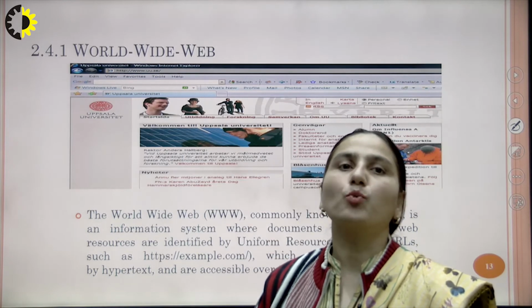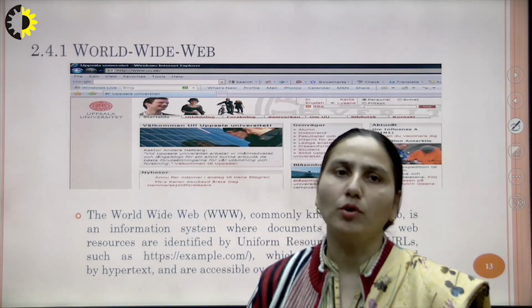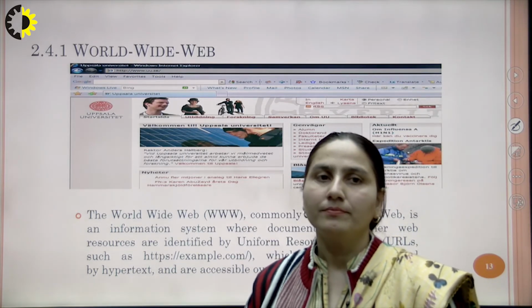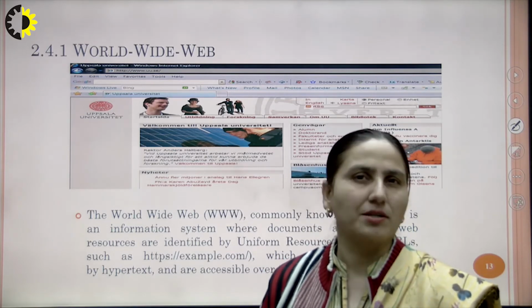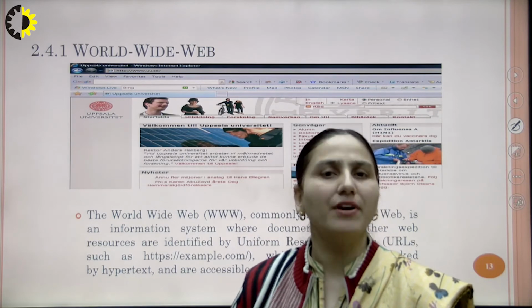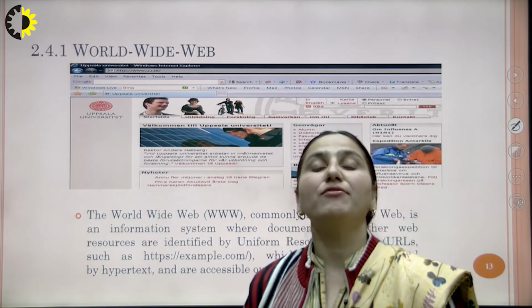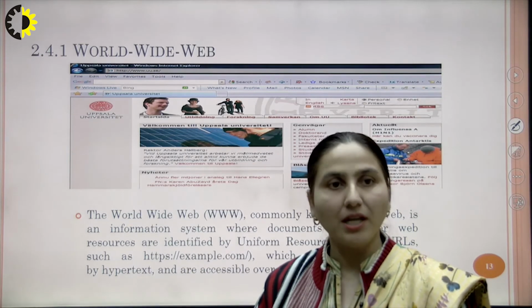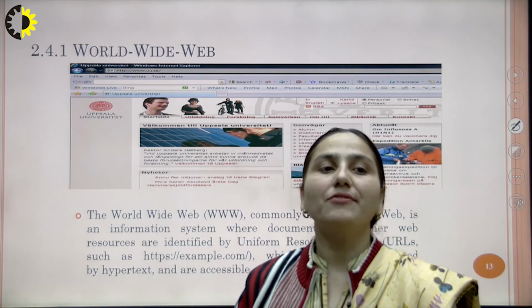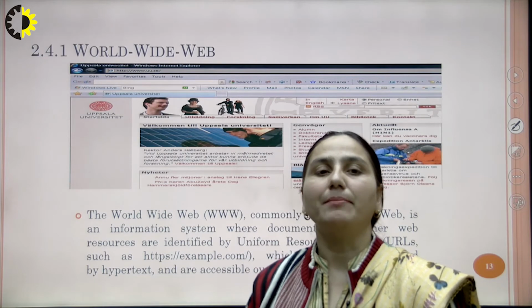Now, next comes the World Wide Web, WWW. What is actually WWW? It is generally referred to as the web also. We sometimes call it WWW, sometimes we refer to it as the web. It is basically the information system where documents and other web resources are identified by the URL.